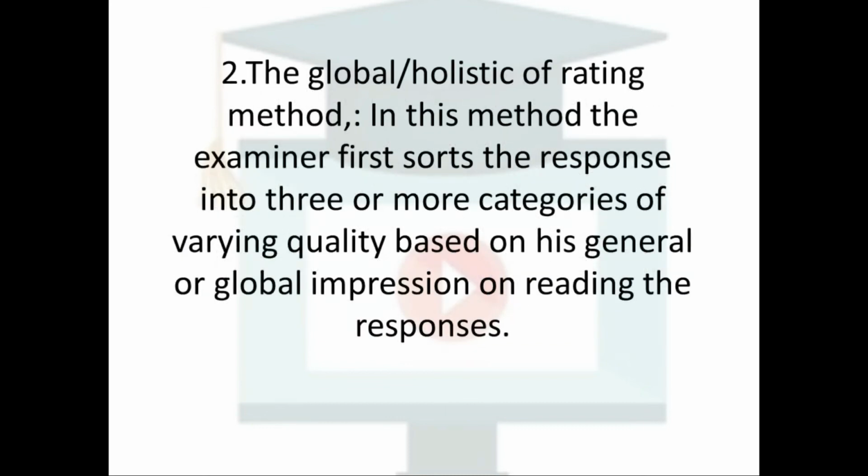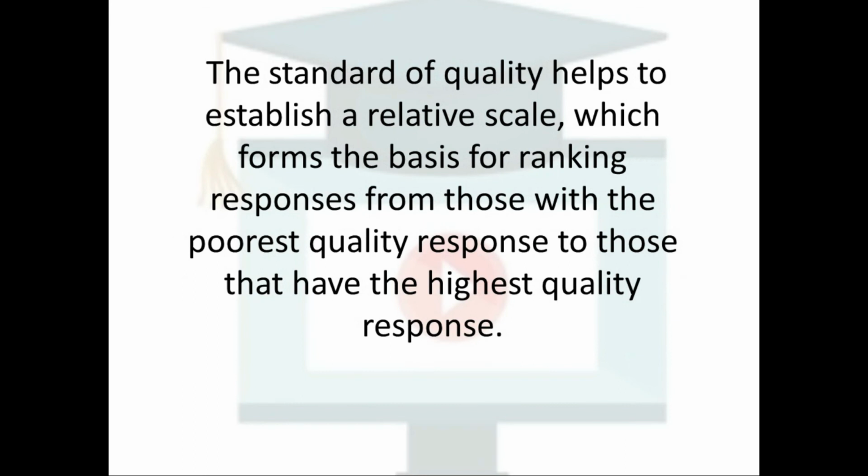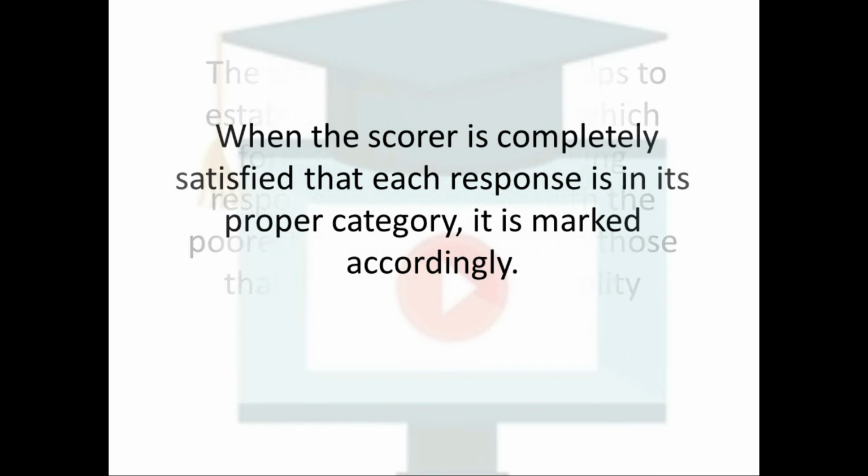2. The global/holistic rating method. In this method, the examiner first sorts the responses into 3 or more categories of varying quality based on his general or global impression on reading the responses. The standard of quality helps to establish a relative scale, which forms the basis for ranking responses from those with the poorest quality to those that have the highest quality. When the scorer is completely satisfied that each response is in its proper category, it is marked accordingly.